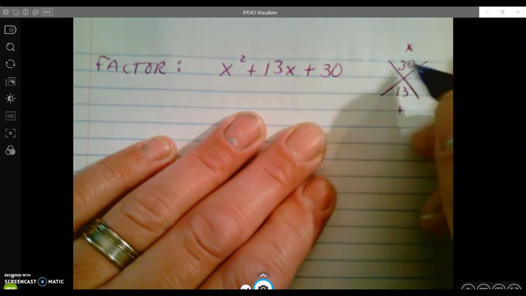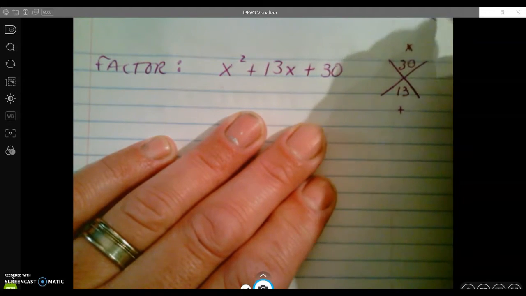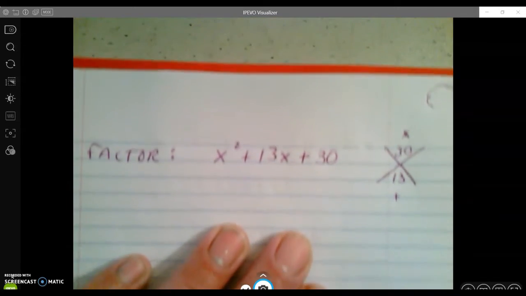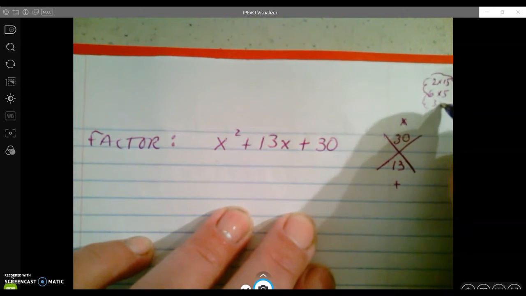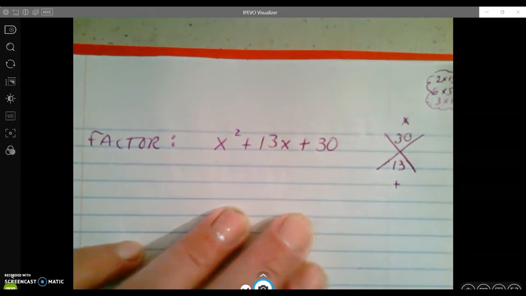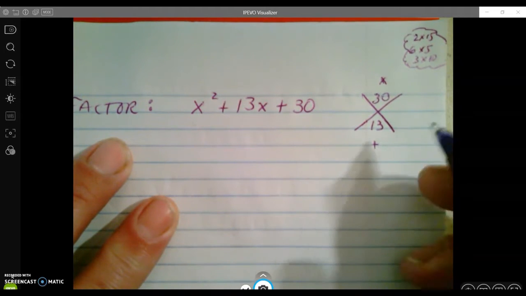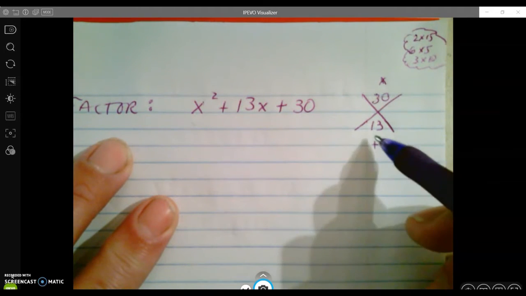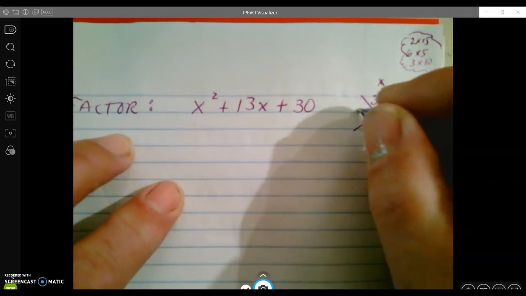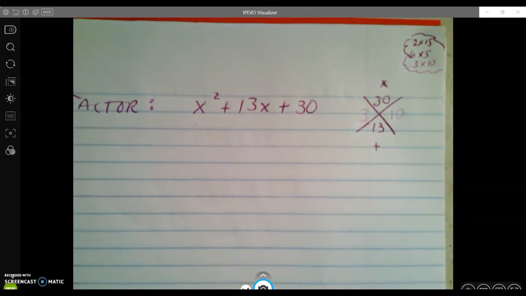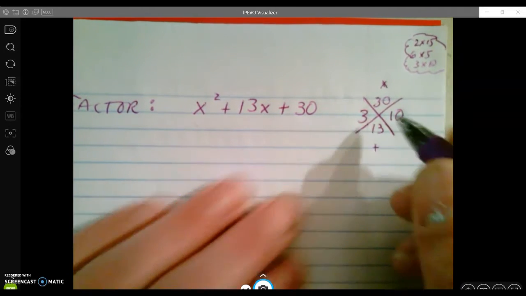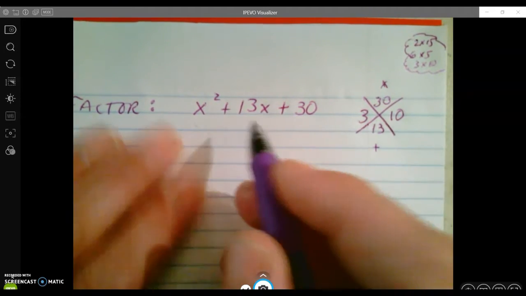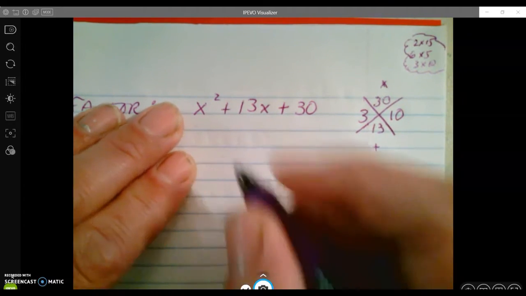So there's lots of ways to do this. For example, for 30, let me put a little side note here. You might be thinking 2 times 15. You might be thinking 6 times 5. You might be thinking 3 times 10. All of these are good ways to get 30, but only one of them adds up to 13. So that has to be the 3 times 10. That's what I like about this method. There's only going to be one way to factor this.